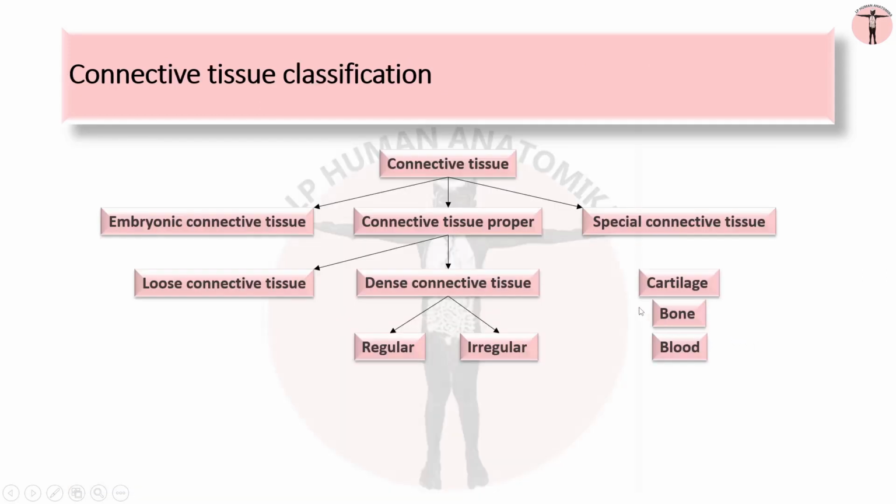Till now, we discussed about the connective tissue, which included the composition, various types of connective tissues like embryonic connective tissue proper with loose areolar and dense connective tissue and its two types, regular and irregular, along with the examples.